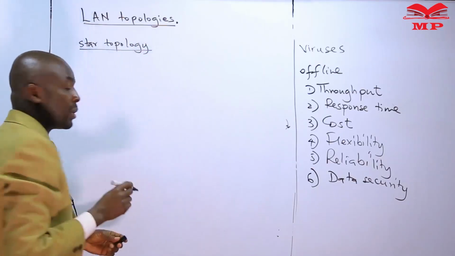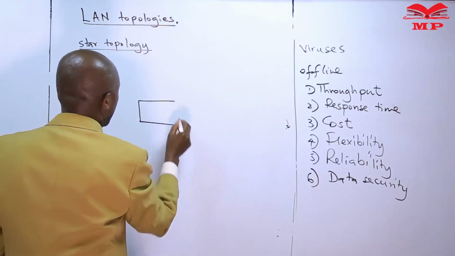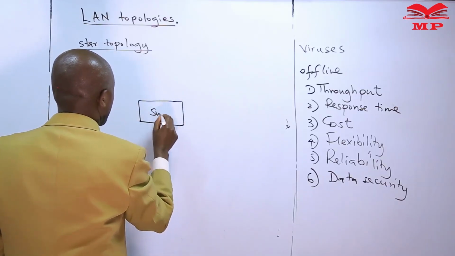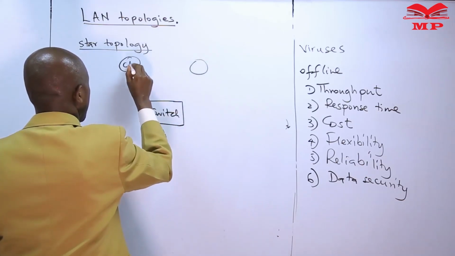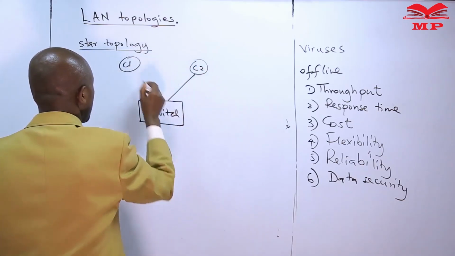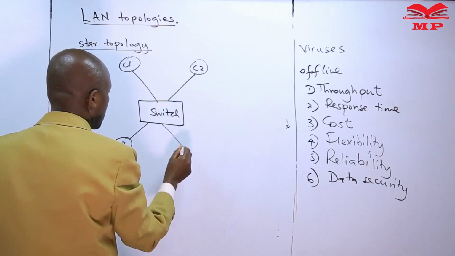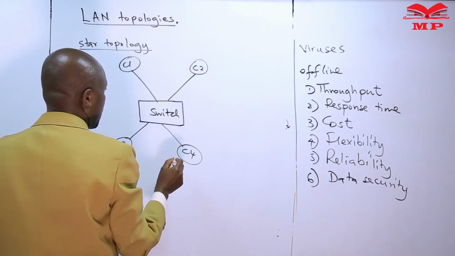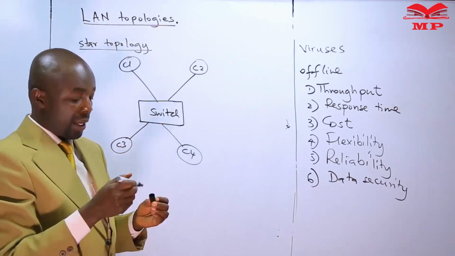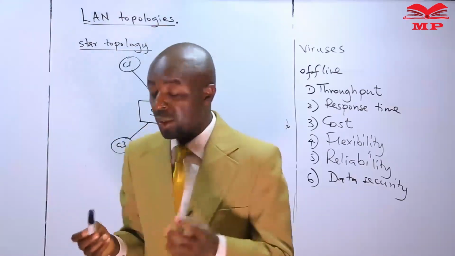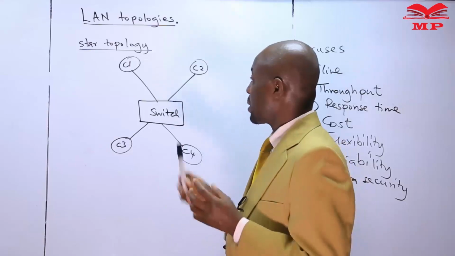In the star topology diagram, we can take an example of this diagram. This can be a switch. Those could be computers: computer 1, computer 2, computer 3, computer 4. So computers are linked using a connectivity device which we can call a switch or we can call a hub. That is the unique point about the star topology.